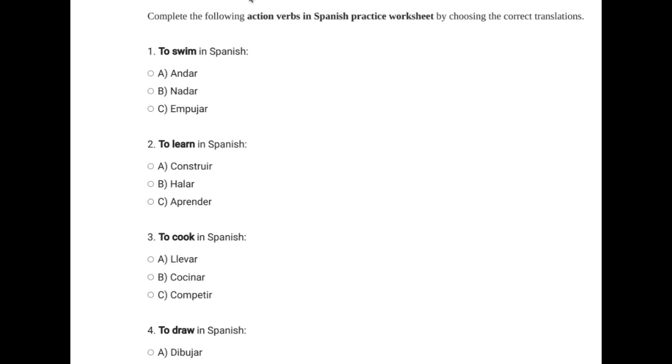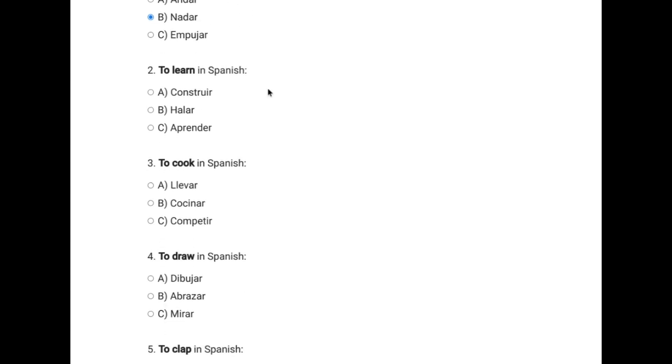Hello, so here we have it says complete the following action verbs in Spanish practice worksheet by choosing the correct translations. So here it says to swim in Spanish. We have the options andar, nadar, and empujar. The correct answer would be nadar. To swim in Spanish is nadar.